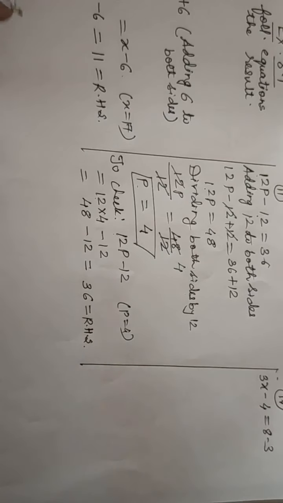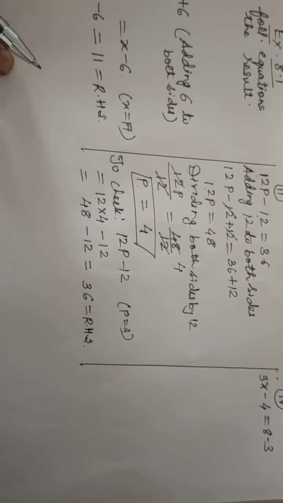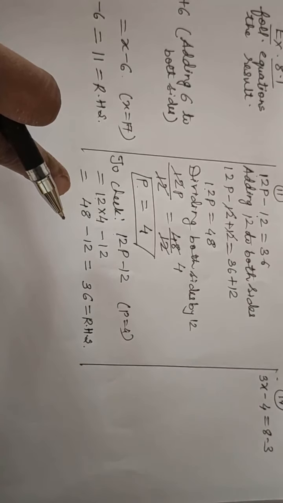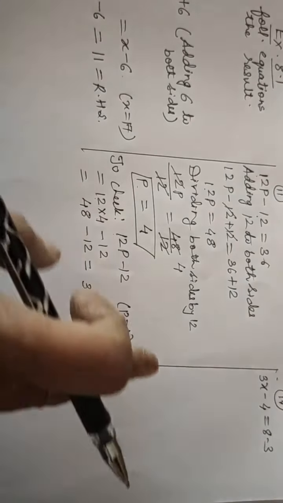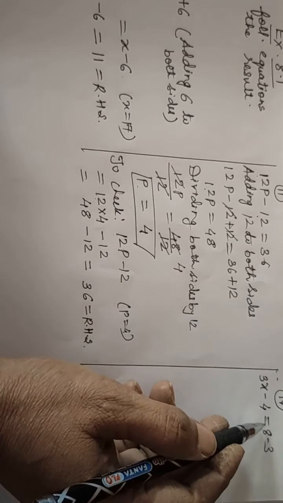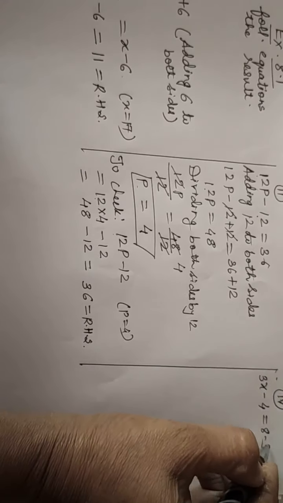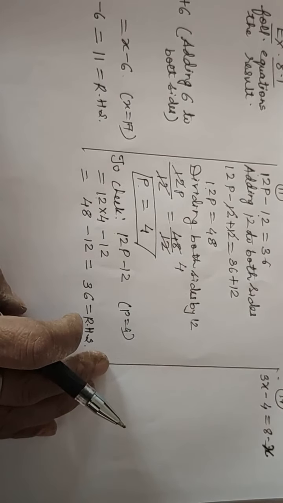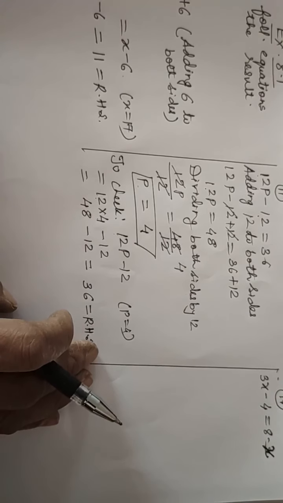Now here you can see, children, your third example is just like question number two, the second example, only the sign is changed. Now let's move to the fourth example of this exercise, that is 3x minus 4 is equal to 8 minus x. Okay, so you can see here variable terms on both the sides.